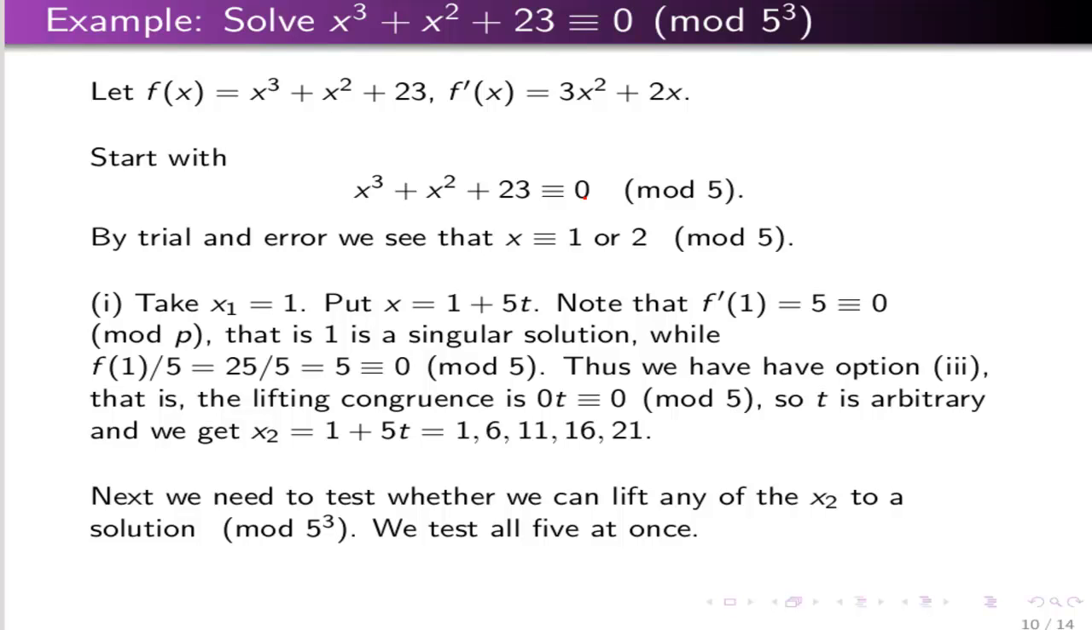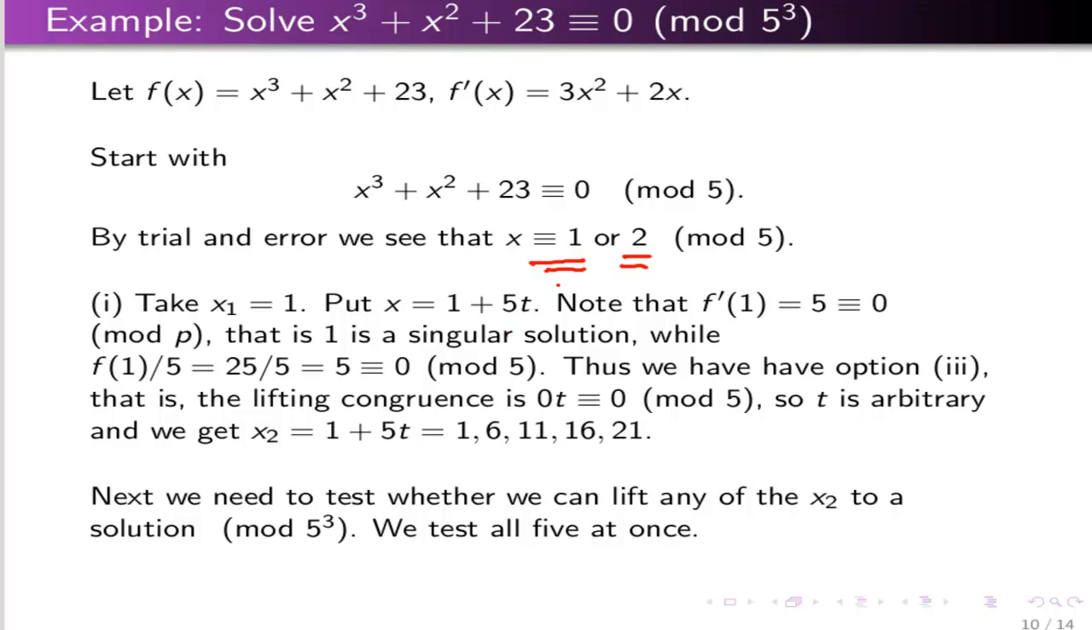Incidentally, when you plug in 4, you should just plug in -1 to make the arithmetic easier. So we have two solutions mod 5, x equals 1 or 2 mod 5. Okay, case 1. Let's suppose we take the value 1 and try to lift it. So I take x1 equal to 1, and I want to solve for some x congruent mod 5, of the form 1 plus 5t, and I need to solve for t.